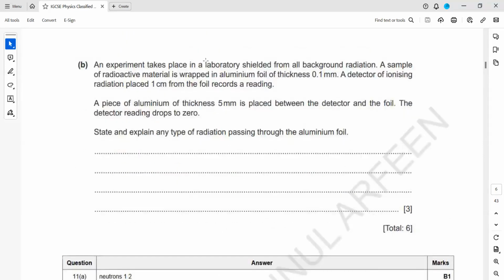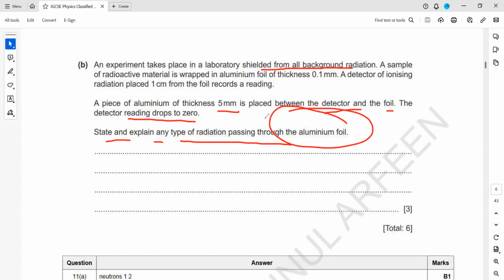An experiment takes place in a lab, shielded from all background radiation. A sample of a radioactive material is wrapped in aluminum foil of a thickness of 0.1 millimeter. A detector of ionizing radiation like a GM tube is placed 1 centimeter from the foil. There is no background radiation, as I mentioned in the beginning, the lab is shielded. When a piece of aluminum of thickness 5 millimeter is placed between the detector and the foil, the detector readings drop to 0. State and explain any type of radiation passing through the aluminum foil.